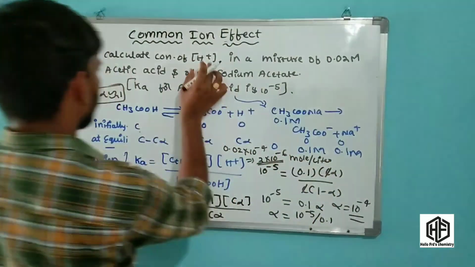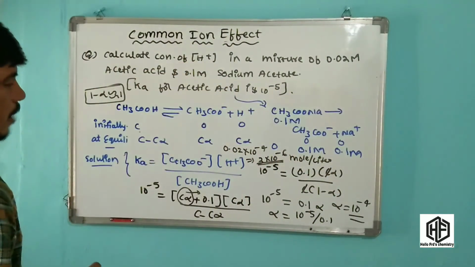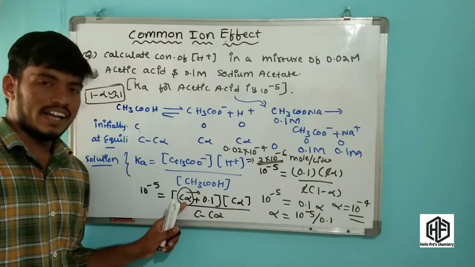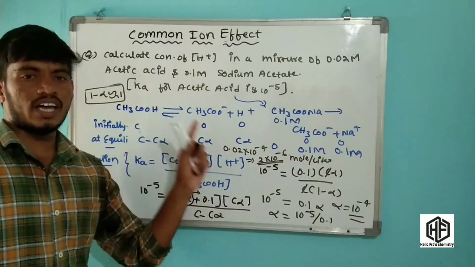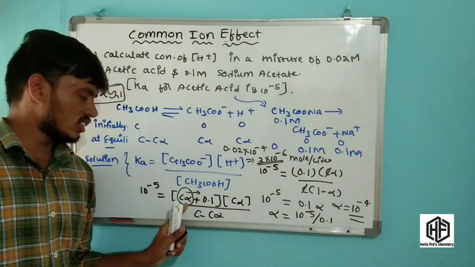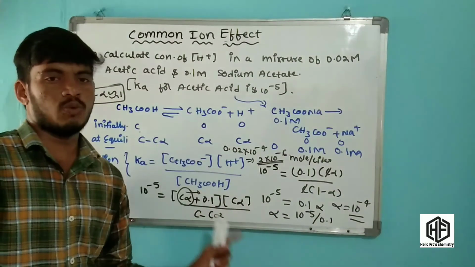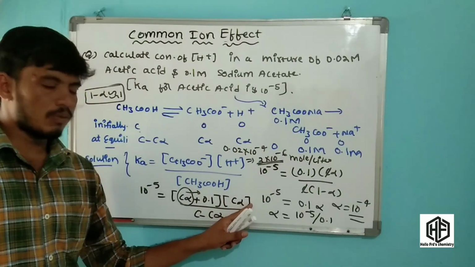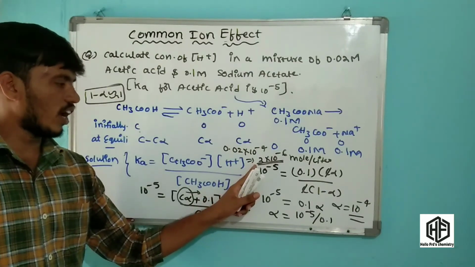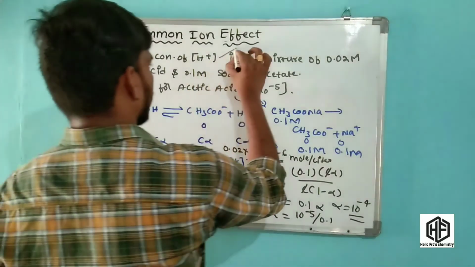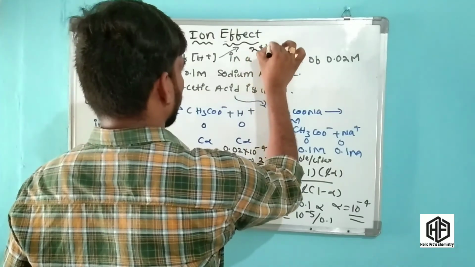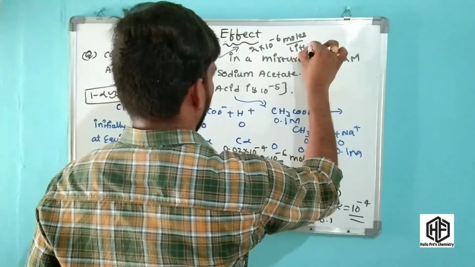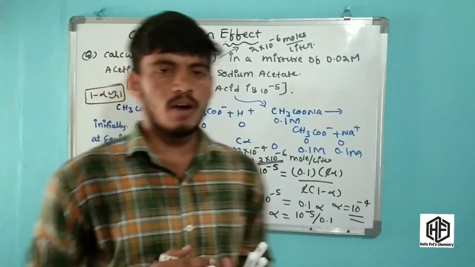This is the concept of this type of question in the common ion effect. The very important step is this C alpha term, which is neglected because of the common ion effect. This C alpha term is very small, so it is neglected, and you calculate this type of question like this. The final answer is that the H plus ion concentration is 2 into 10 to the power of minus 6 moles per liter. This is the concept of the common ion effect.